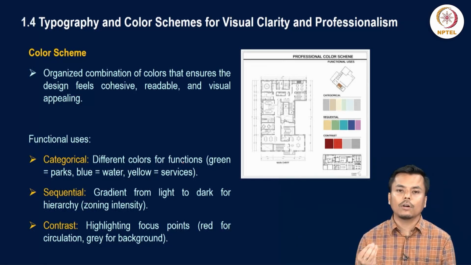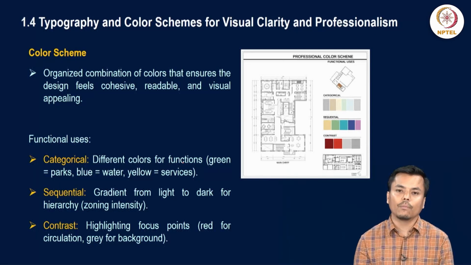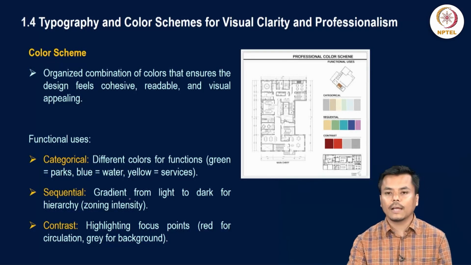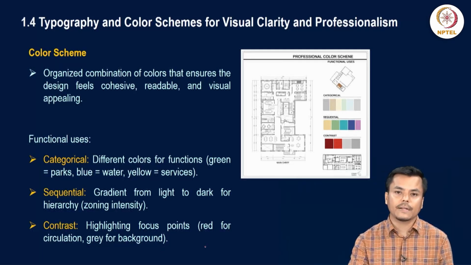One need not always look for text to understand what a space is meant for, and also try to look into those details. If you have a color code, or if you are using a color scheme, that depicts the details more clearly. Then next is sequential. A gradient from light to dark can be used for hierarchy. Contrast: to create contrast, you can highlight focus points with very warm colors like red for circulation, or you can use gray for the background to highlight these different aspects in your sheets.